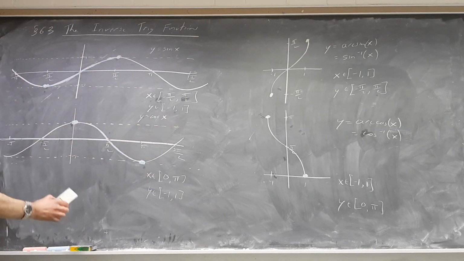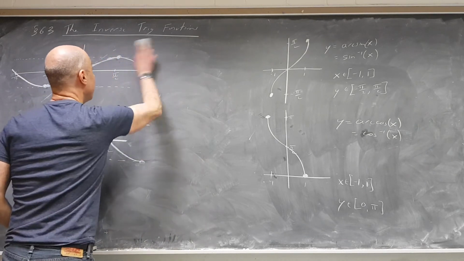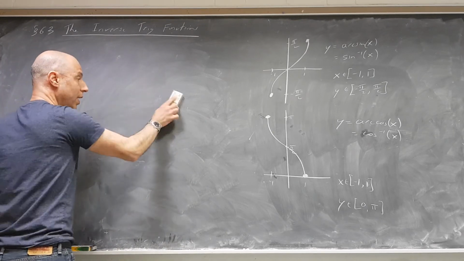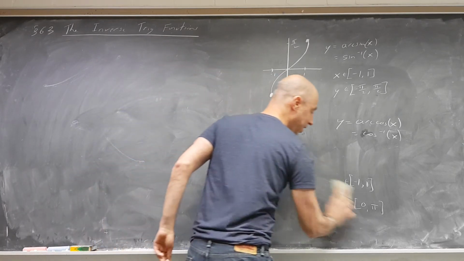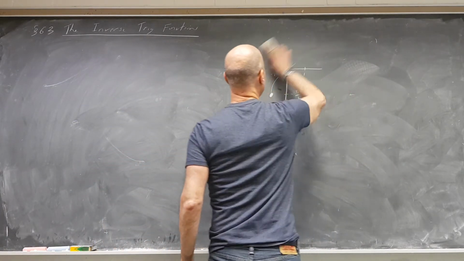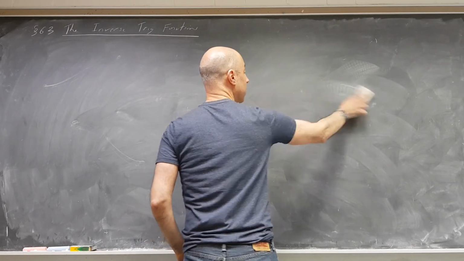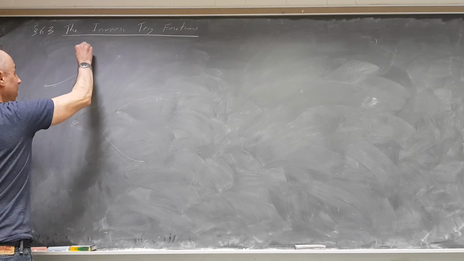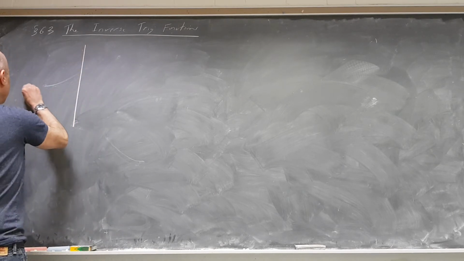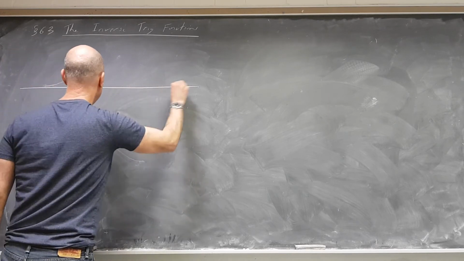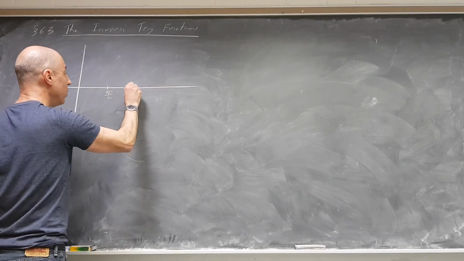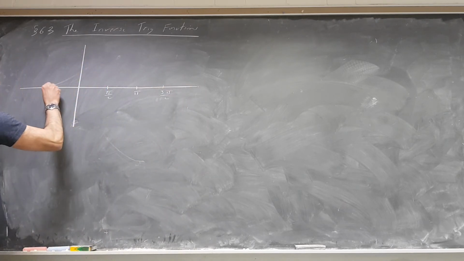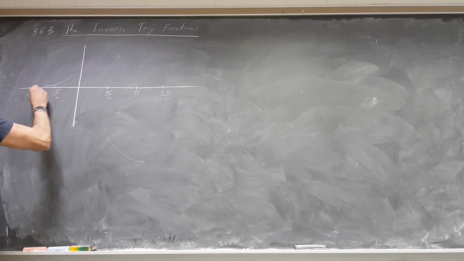So hopefully you have this all in your notes. Let's erase this. And I'm going to erase what's over here also. You can always pause the video and copy it down. And let's remind ourselves what the tangent function looks like. So pi over 2, pi, 3 pi over 2, 2 pi, and so on, minus pi over 2, minus pi.